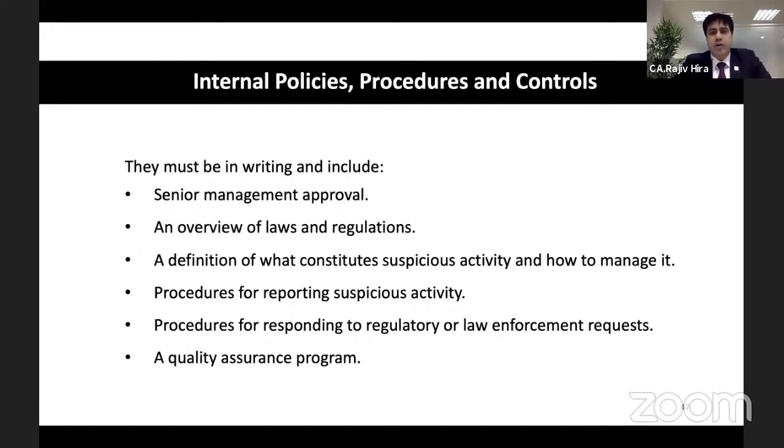So an overview of law and regulation should be part of it. So you need to give some framework. As I said, guidance notes are a good document. You can pick a lot of content from there. A definition of what constitutes suspicious activity and how to manage it. Why this is specific to be used, because every organization and every entity has a different type of role, type of activity, and type of procedures. So how will you identify a suspicious transaction?